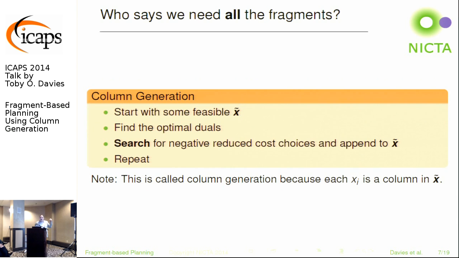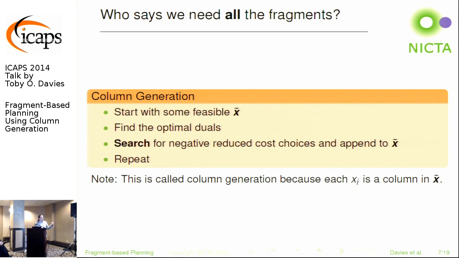So we use this idea. We don't actually need all of the columns in advance. We just start with some feasible subset, solve this linear program, and then we search for a new negative reduced cost plan from each of our agents or sub-goals.